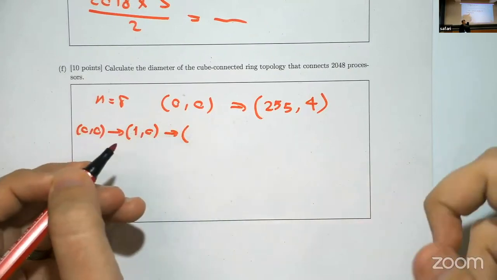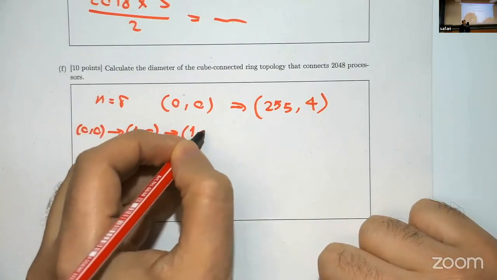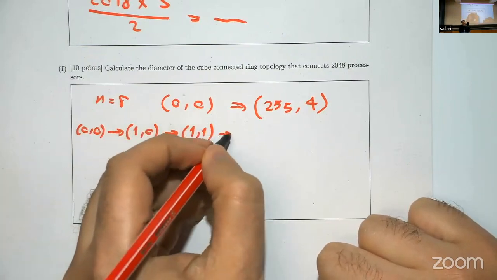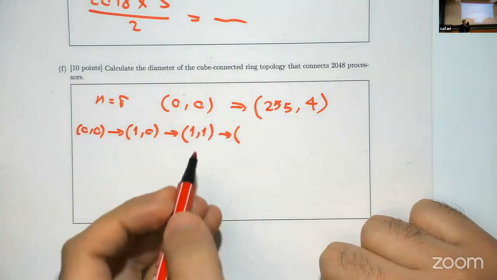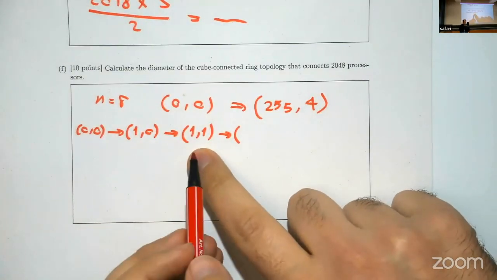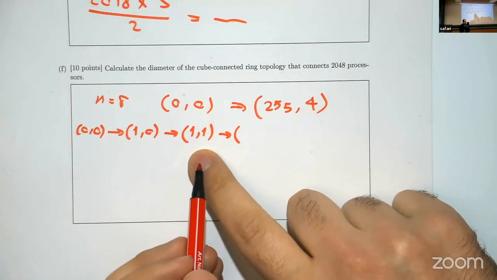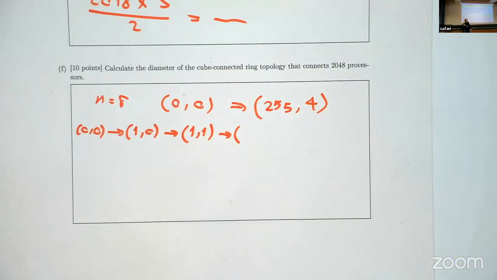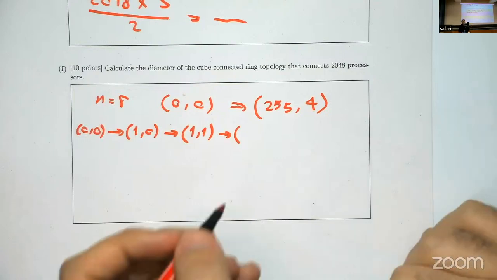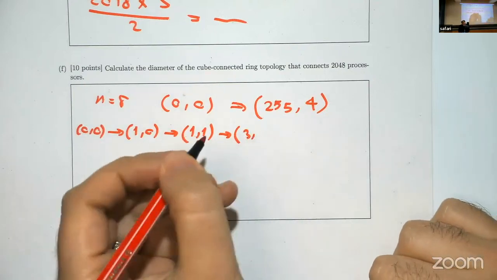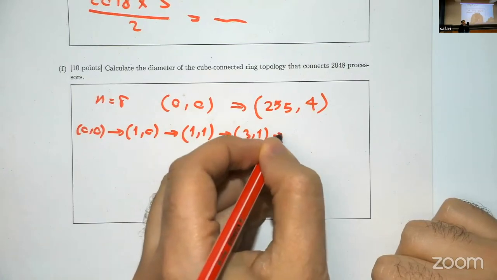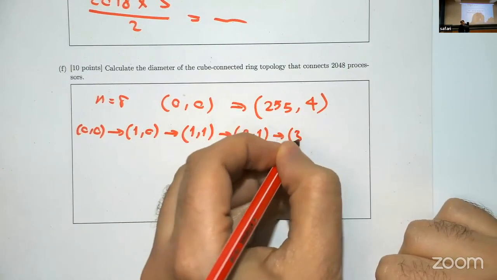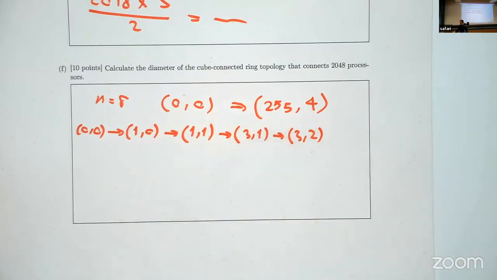Then we can take a ring pass, 1, 1. And then we take the hypercube pass. So the neighbor of 1, 1 in hypercube is 1 XOR 2 to the power 1, which is 3, actually. So it's going to be 3, 1. Then we take one ring pass, which is 3, 2.